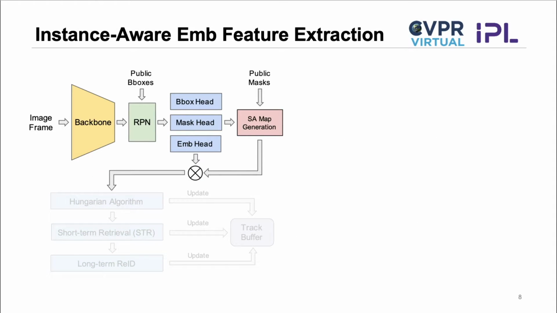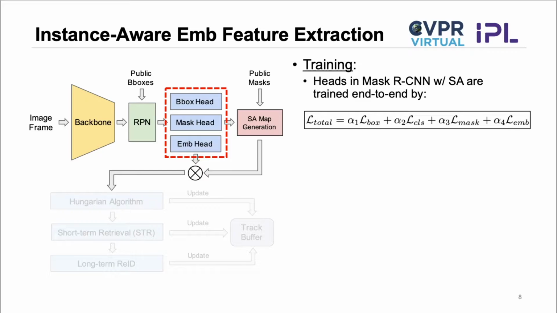So let me first talk about how to extract the instance-aware embedding features using a Mask R-CNN-based network. Based on the original Mask R-CNN, we add another embedding head to obtain the embedding features for the later tracking stage. During the training, the three heads are jointly trained using the loss function. We jointly consider the bounding box loss, mask loss, and the embedding loss.